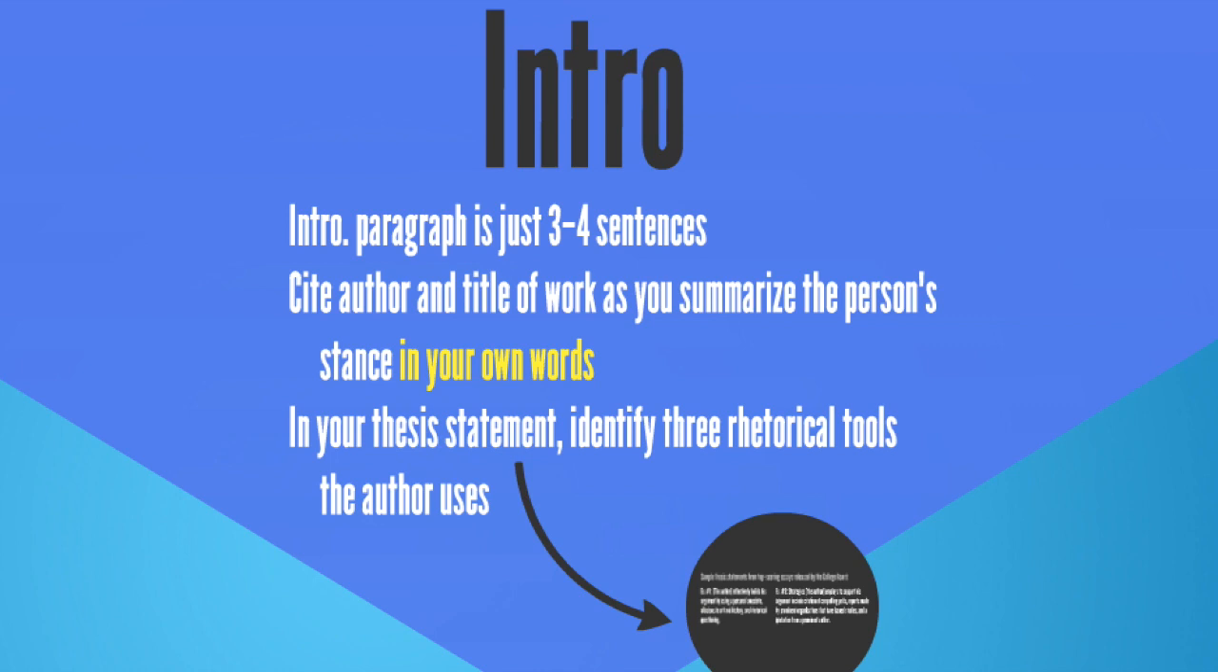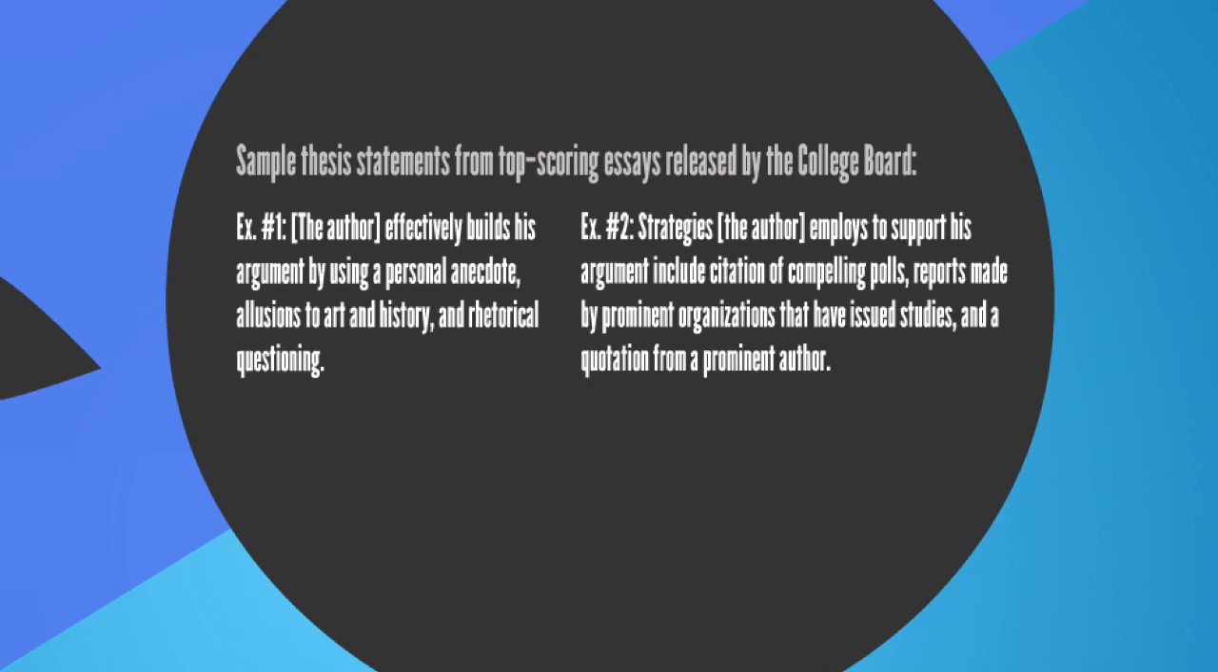First up, the intros of their top scoring essays are always about 3 to 4 sentences. You're going to cite the author and the title of the essay as you summarize that person's stance in your own words. Don't repeat exactly what the author said in your intro. You can put quotes that you then pick apart into body paragraphs, but in the intro, you don't need to quote directly from the essay you've been given to analyze. For the thesis statement, like I said just a second ago, you are going to specifically identify the 3 rhetorical tools that you have noticed and that you're going to build your body paragraphs on. And so I actually have some sample thesis statements.